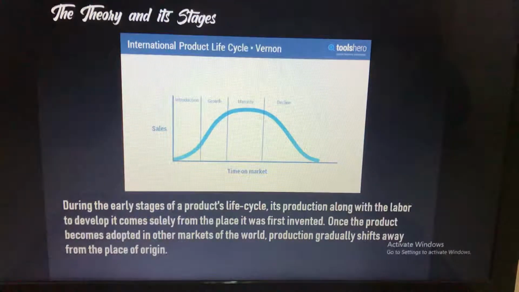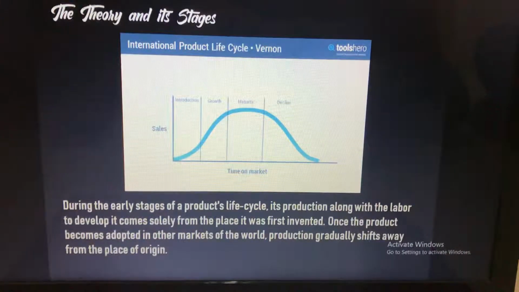But he noticed a pattern in all these products. The products will eventually go through the exact same stages of introduction, growth, maturity, and decline. Now, once the product becomes adopted in other markets of the world, production will shift away from the place of origin. So he noticed this for all products in general, and he came up with an observable pattern.